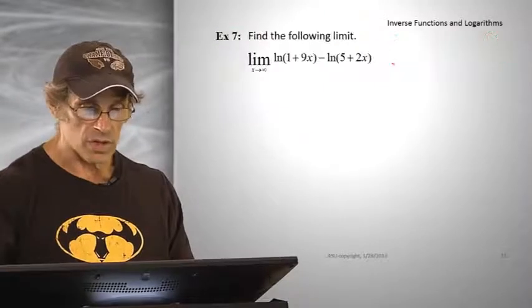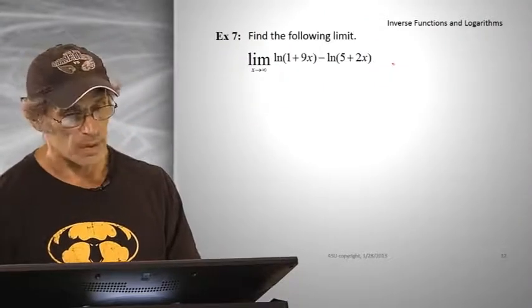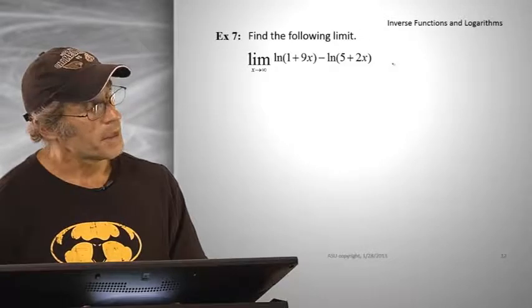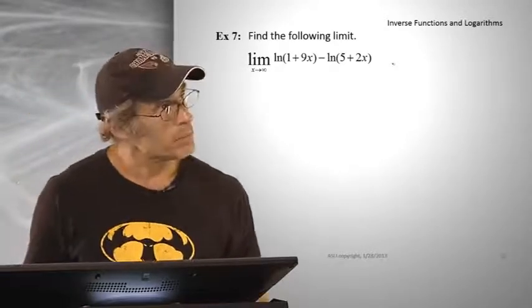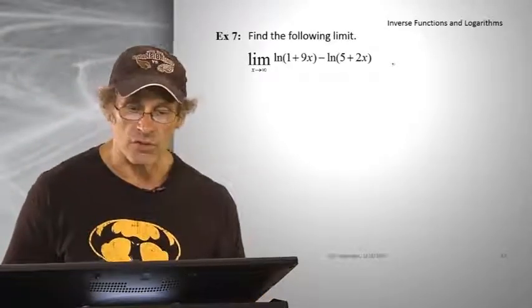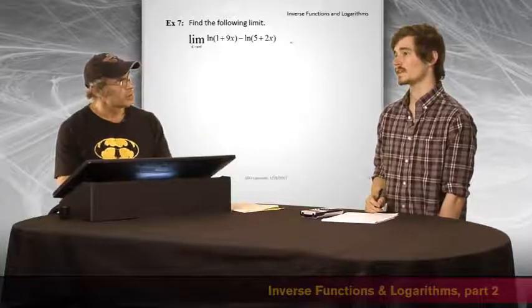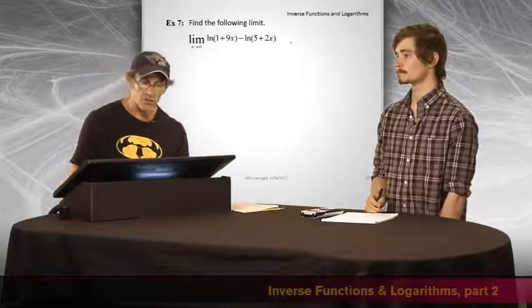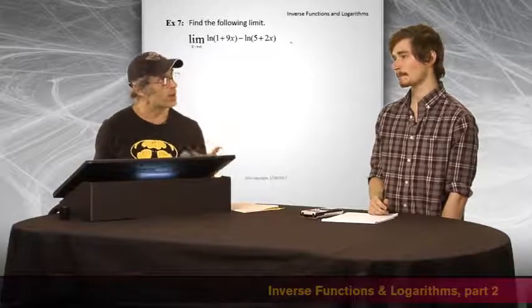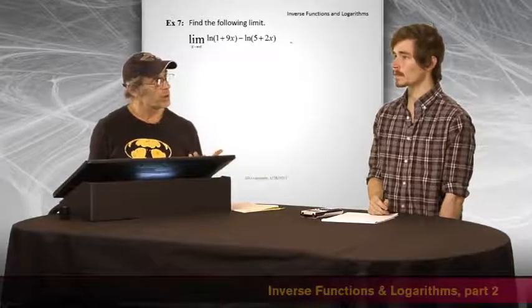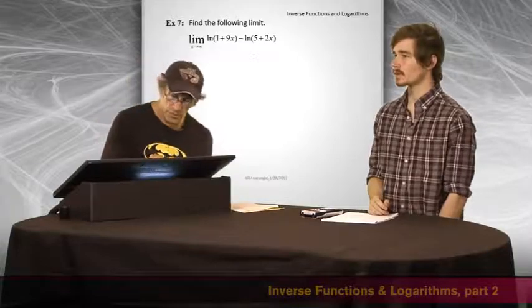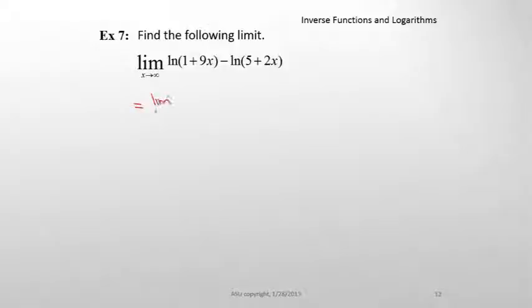Let's see if you can take a look at this next problem. We're going to find the limit. And what I see is not one, but two natural logarithms. And they're being subtracted. So when I subtract two natural logarithms, I can find one natural logarithm by dividing the two arguments I see. So now I have the limit as x approaches infinity of the natural log of (1 plus 9x) over (5 plus 2x). Very good.